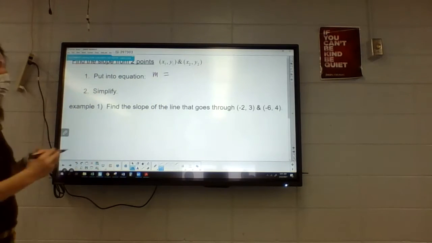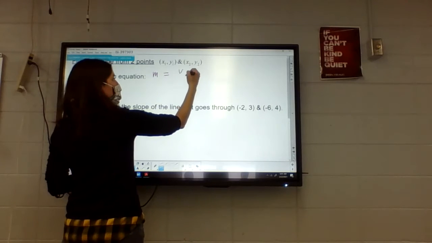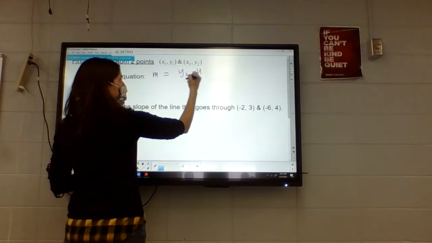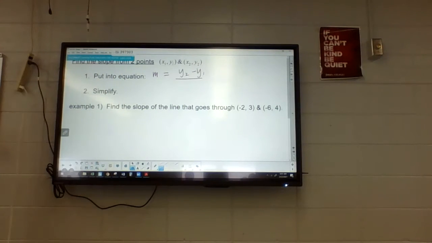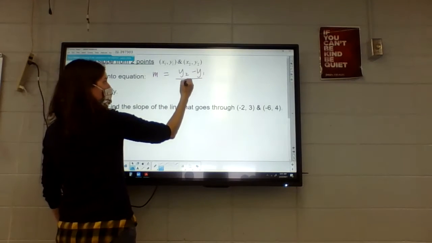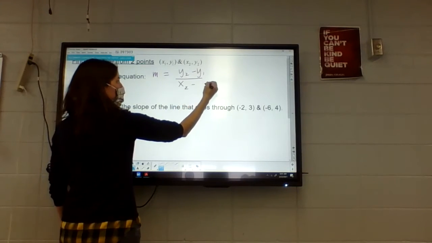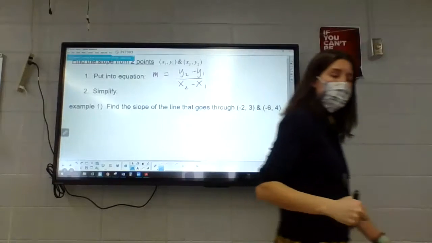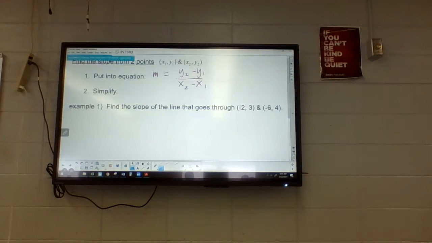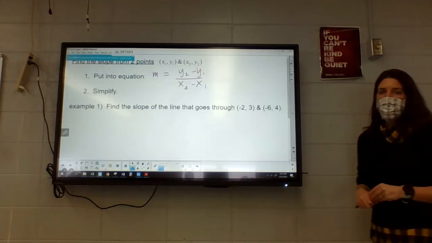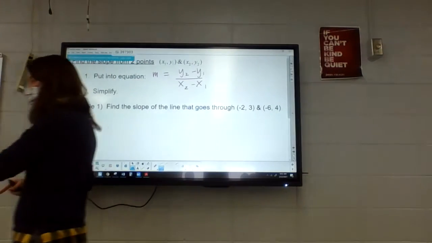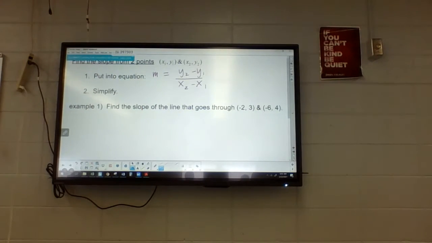So using those 2 points, we subtract the y's and then put that over the x's subtracted in the same order. You probably have seen that before. That's a formula that you can use if you're given 2 points. So rather than having to put this on the graph and then count the rise over the run, we can actually find the slope using this equation.